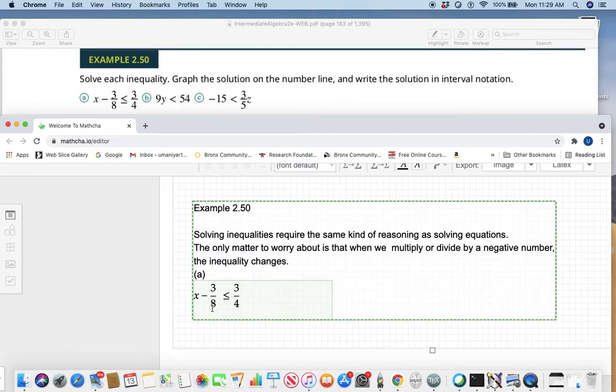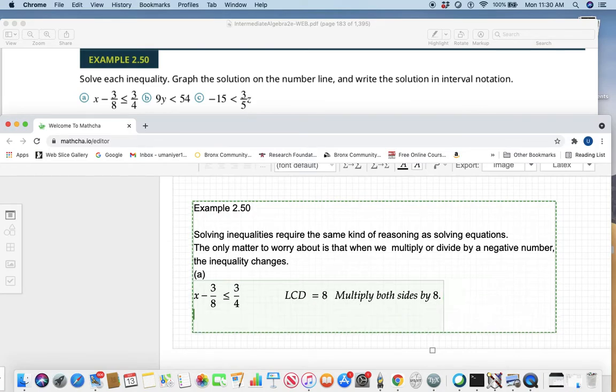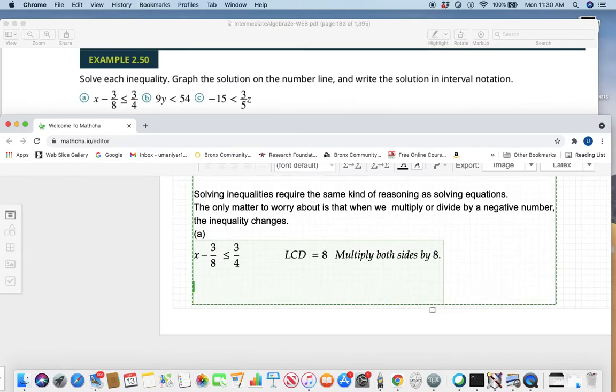x minus 3 over 8 is less than or equal to 3 over 4. I always try to get rid of the denominator. There are two denominators, 8 and 4. The least common denominator is 8. So multiply both sides by 8. Notice this is a positive number, so I don't have to worry about changing anything. I'm multiplying both sides by a positive number.